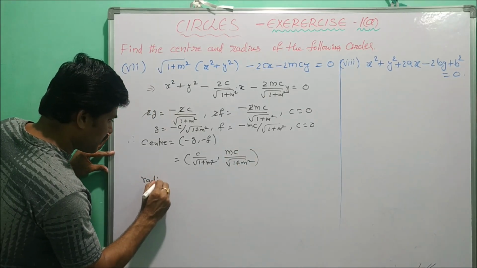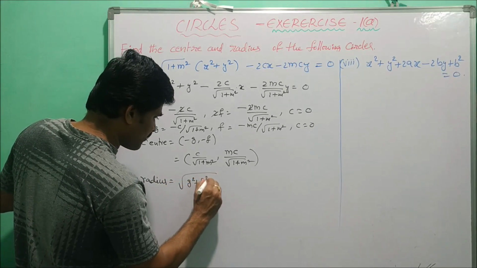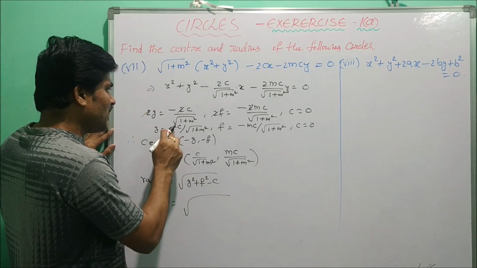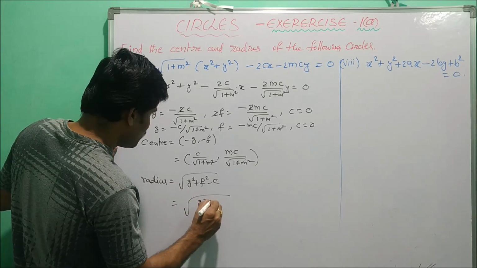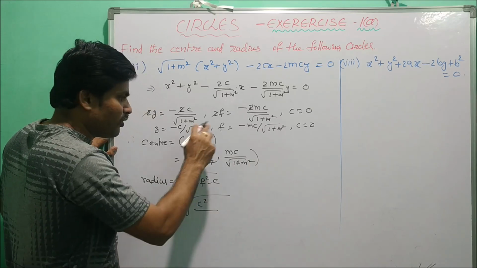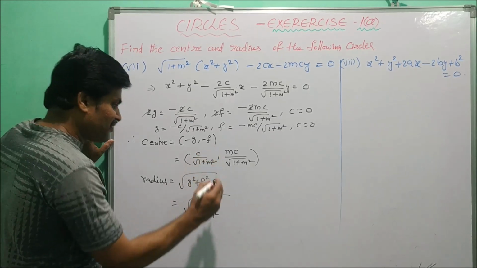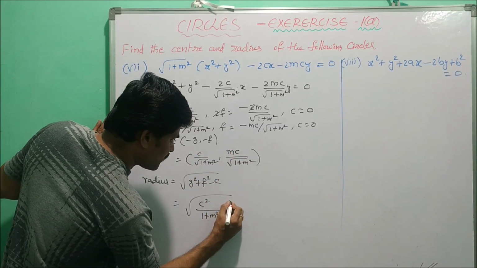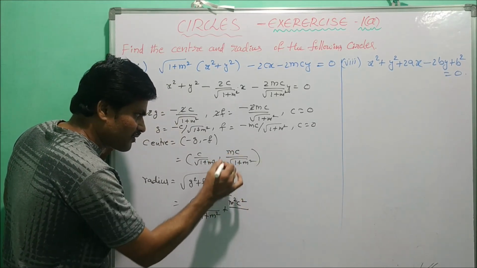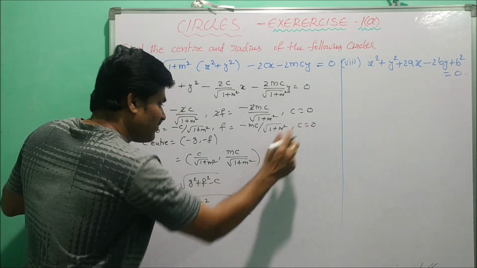Now radius. The formula of radius is square root of g square plus f square minus c. Now in this substitute g and f. G value is minus c by square root 1 plus m square. Now here c square by square root of 1 plus m square whole square, that means 1 plus m square, plus f square means here m square c square by here also square root of 1 plus m square whole square. Square root and square cancel. In the denominator value is 1 plus m square. So c value is 0. So minus 0.